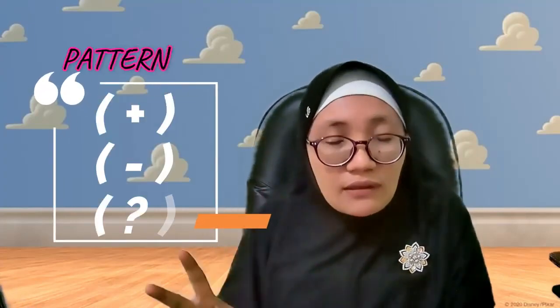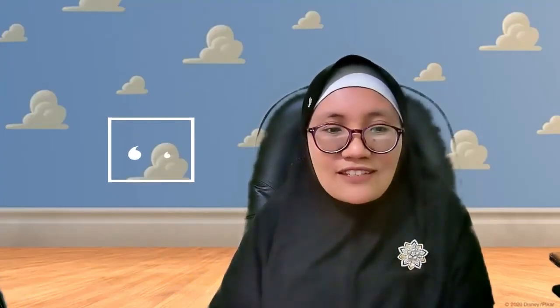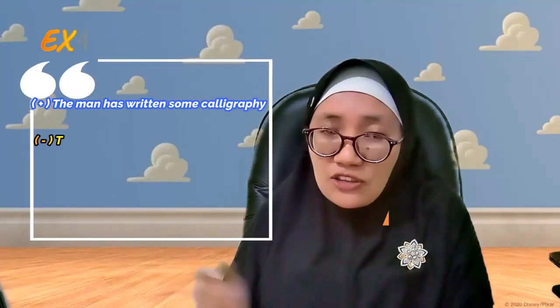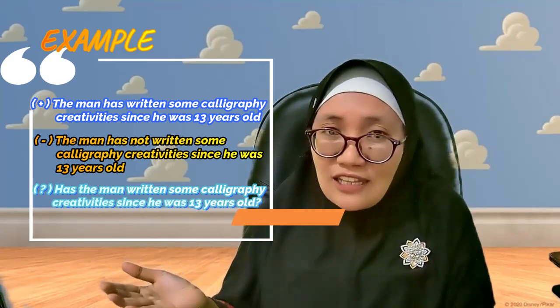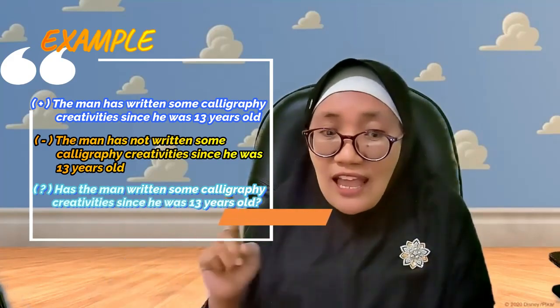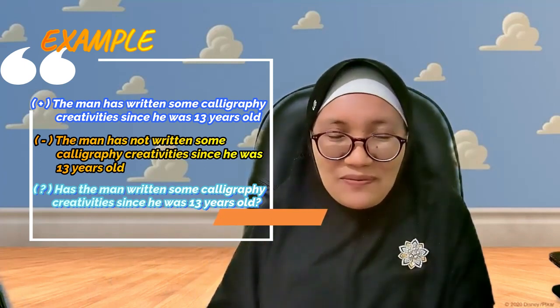And now we come to the pattern into positive, negative, and interrogative pattern. Okay, look at the example here about the positive form, the negative form, and the interrogative form of present perfect tense. Look at this. The difference is only on the use of not on the negative, and since the auxiliary has moves to the beginning of the sentence in the interrogative.